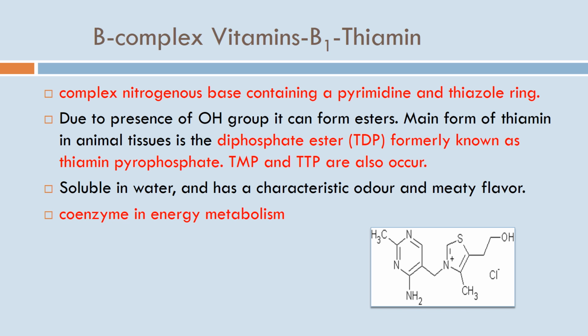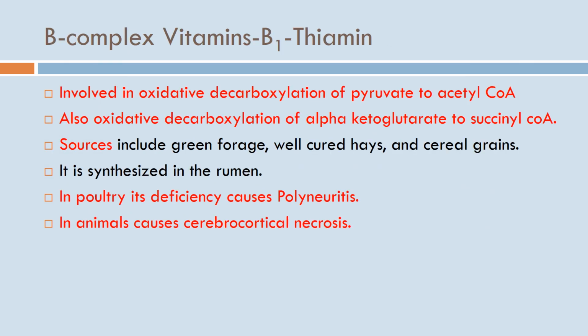This vitamin is required as a coenzyme in energy metabolism in the form of thiamine pyrophosphate. It is involved in the oxidative decarboxylation of pyruvic acid into acetyl-CoA, the most important step during this energy metabolism. And second, it is required at the step of oxidative decarboxylation of alpha ketoglutarate to succinyl-CoA.